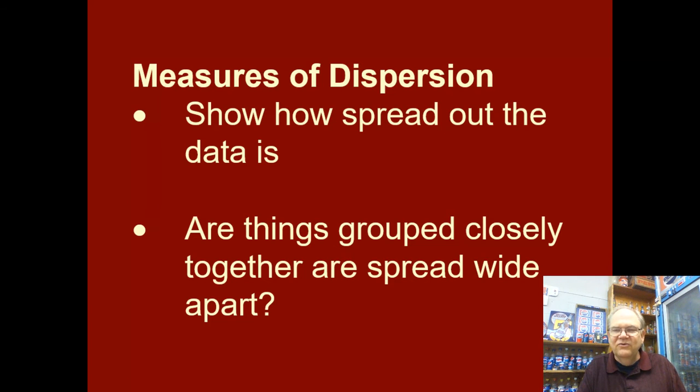Today we're going to move on and do some more stuff from chapter 3 in your book. In the previous section, we learned about measures of central tendency, or averages. And in this section, we're going to learn about measures of dispersion.